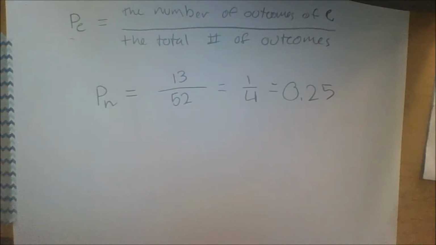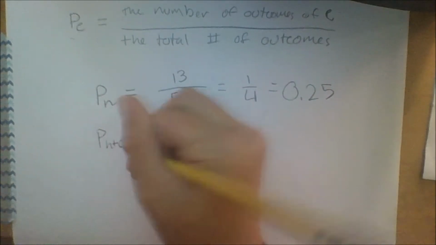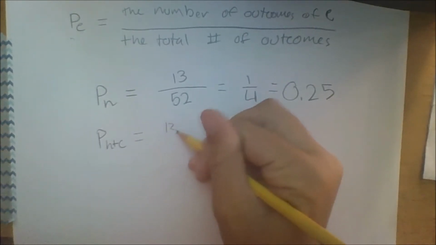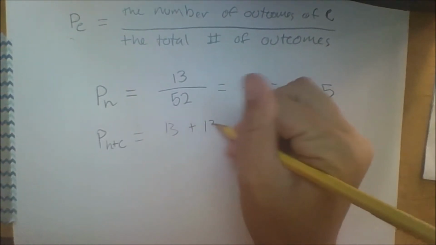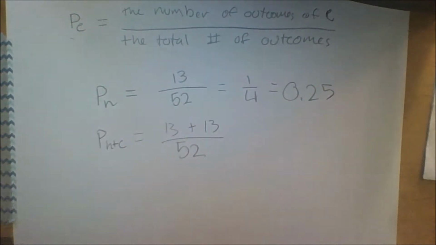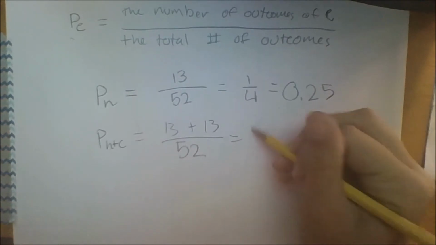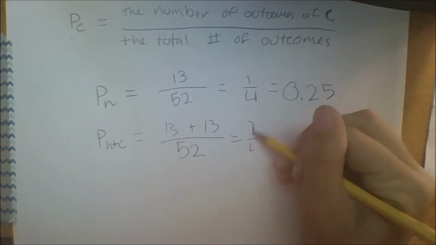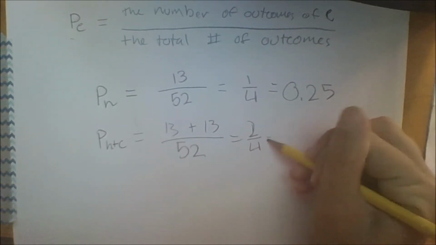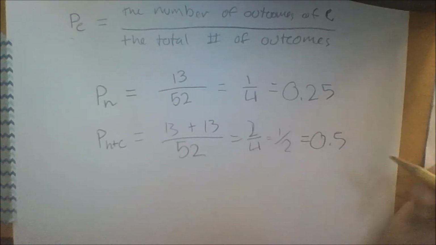So to add on to this, we could do hearts and clubs. So probability of hearts plus clubs. So there are 13 hearts and 13 clubs, over, still there's a total of 52 cards. So that's going to be 26, and that's still going to equal 2/4, or 1/2, or 0.5.